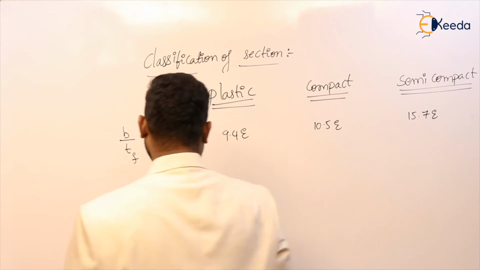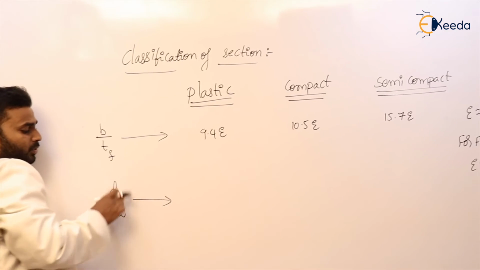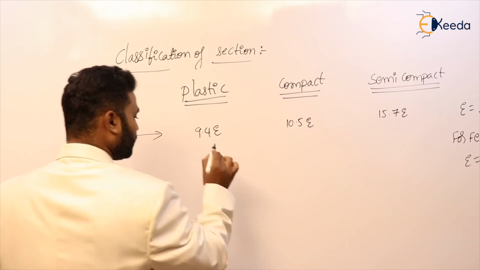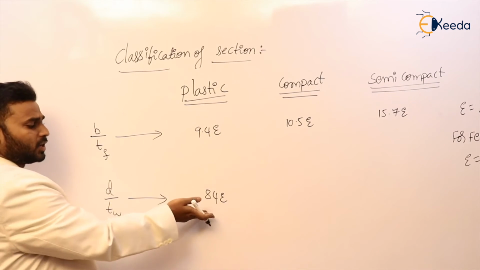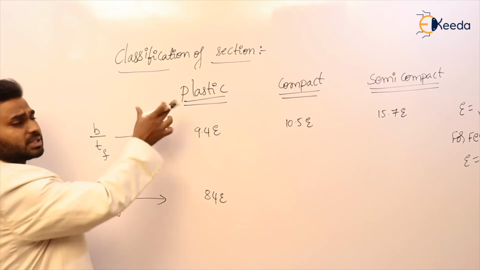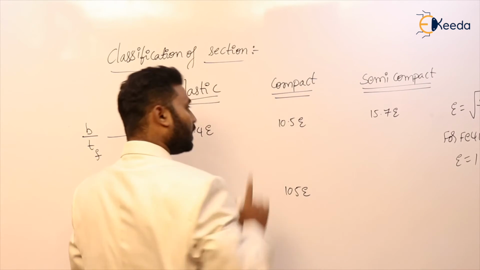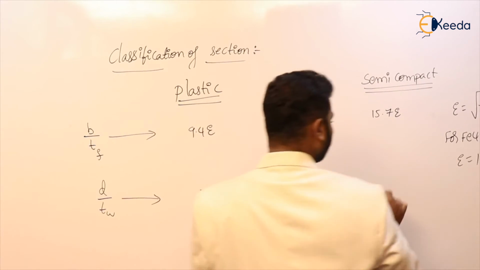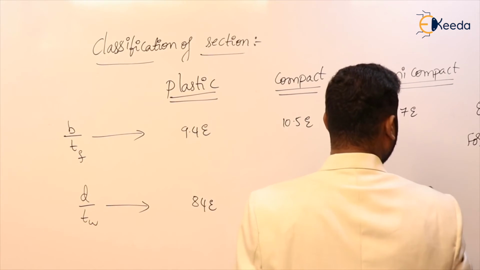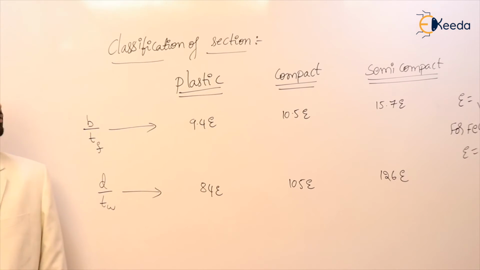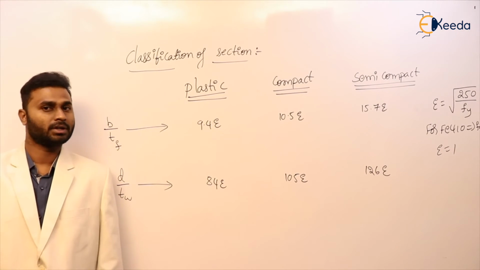Next, D by TW, that is the depth of the web to the thickness of the web. If it is 84 epsilon, so for mild steel simply 84, then it is a plastic section. If this ratio is 105 epsilon, then it is a compact section. If it is 126, then it is semi-compact. So these are the ratios given by the code book IS 800 2007. Take the values.